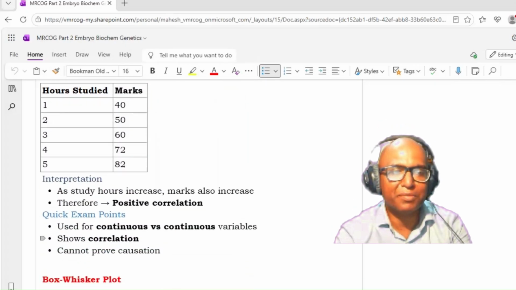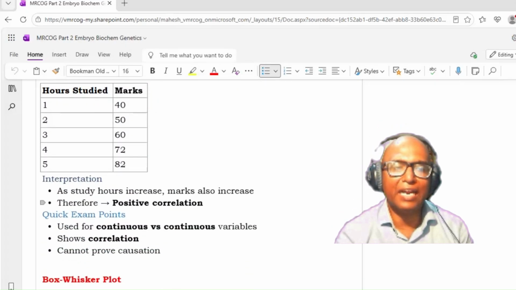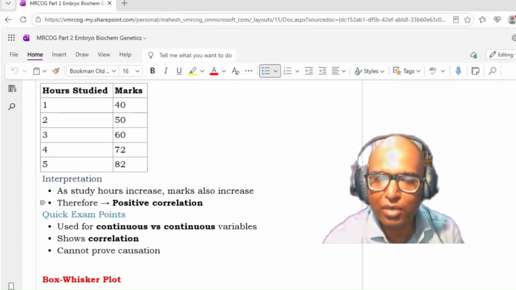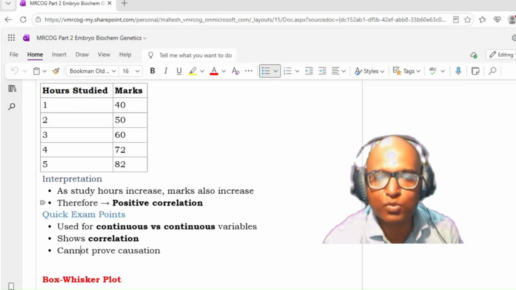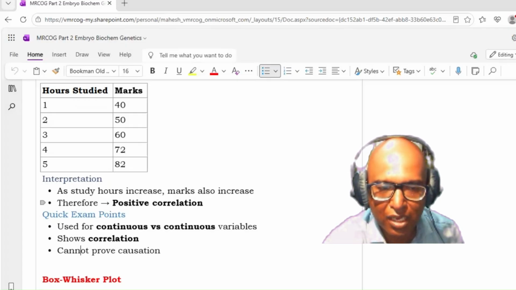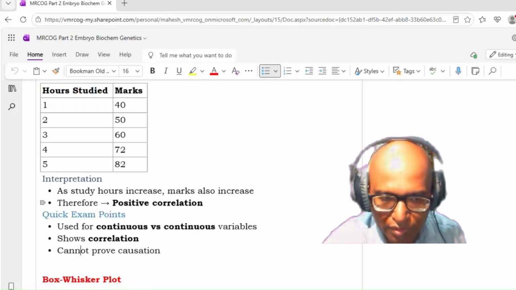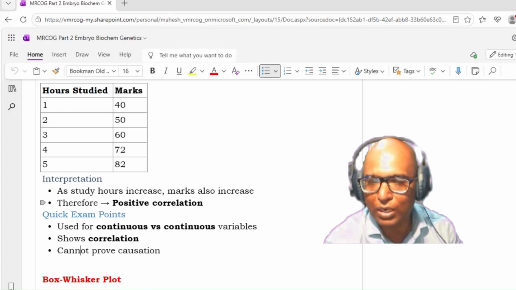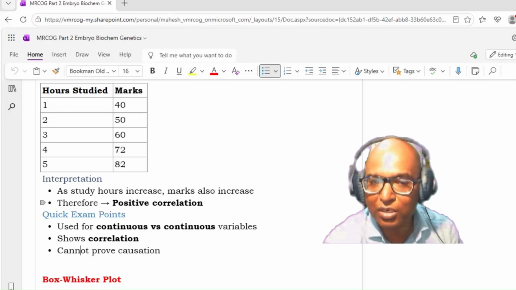From the examination point of view, you should remember that it is used for two continuous variables, when both are continuous. So it is used for continuous versus continuous variables. It shows the correlation between the two variables. However, it cannot prove causation. It can tell about the correlation, but it cannot tell about the causation.